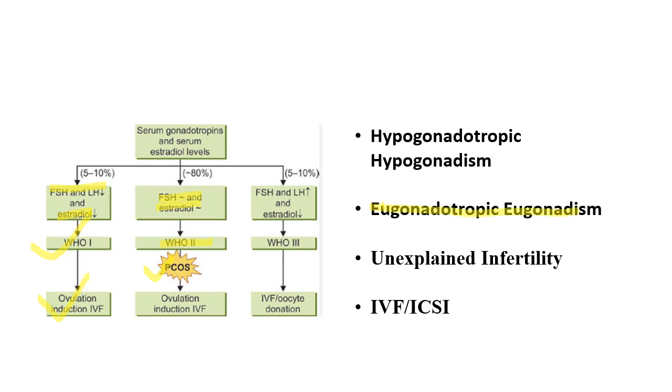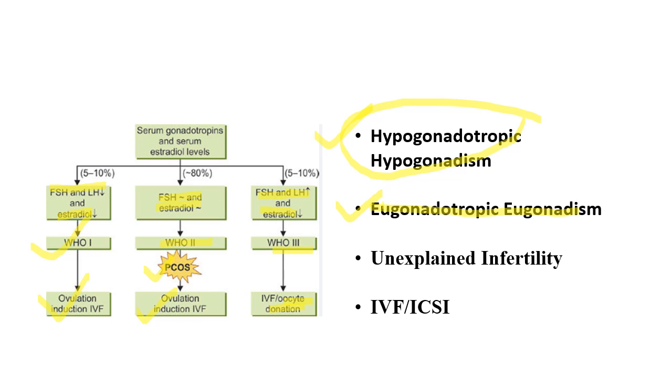In this, if we fail to ovulate the patient using letrozole or clomiphene citrate, then gonadotropin can be used as a second line, not as a first line. And the third type of anovulation is when both FSH and LH are high but estradiol is low, as in POI, which will require oocyte donation. So the role is primarily in hypogonadotropic hypogonadism, and second in eugonadotropic eugonadism when the oral medications fail to ovulate.